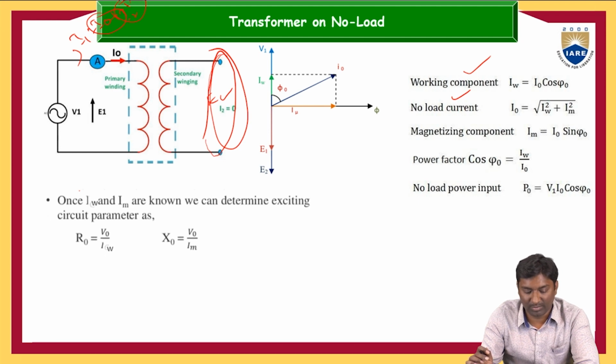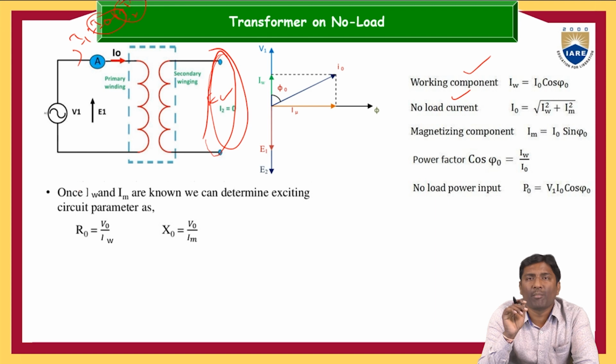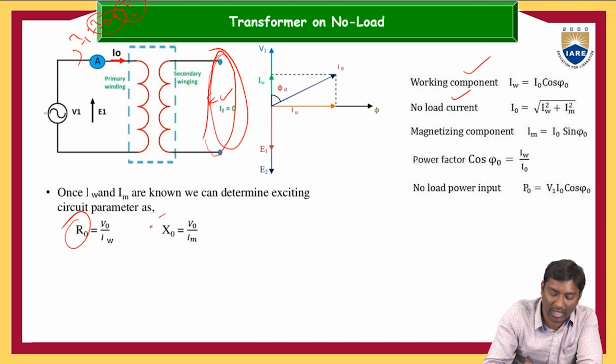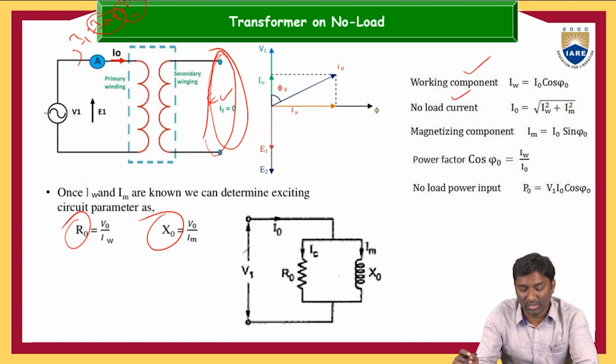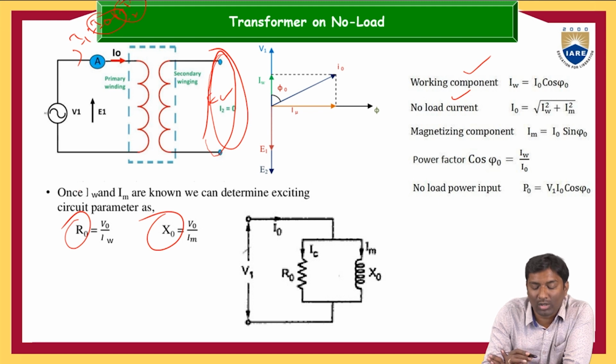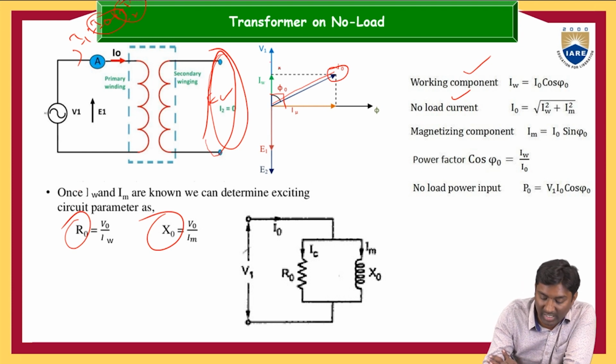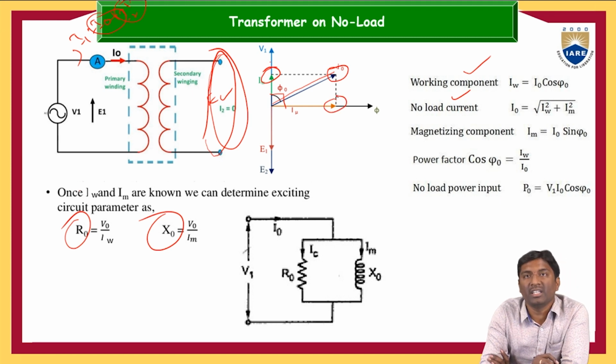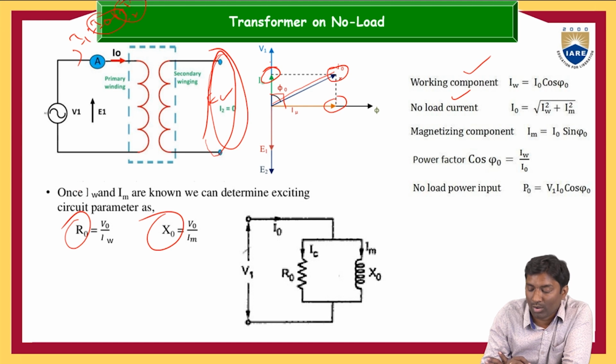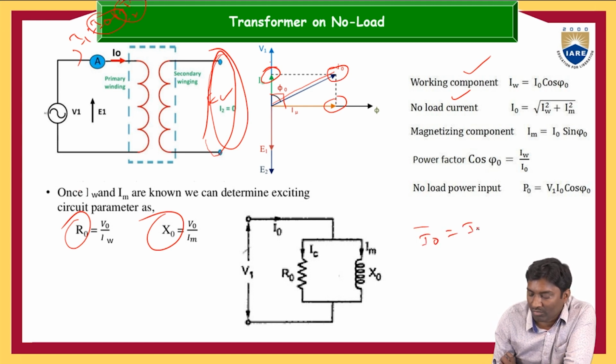That we'll discuss. See here, once Iw, the working component, and the magnetizing component are known, we can determine the exciting circuit parameters. That means under no load, we need to determine the no load circuit parameters, which we call R0 and X0. Now you can see here the phasor diagram. Under no load condition, V1 lags the flux by 90 degrees. The I0 current is the combination of two components, the working component and the magnetizing component. So I0 bar is equal to the vector sum of the working component plus the magnetizing component current.